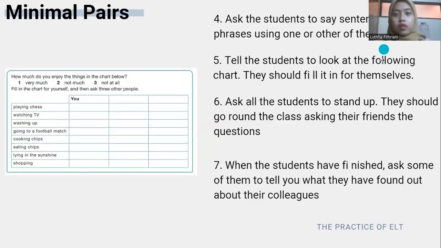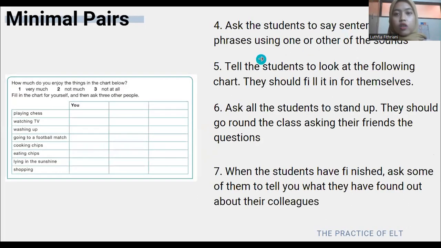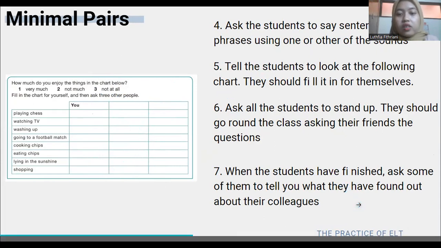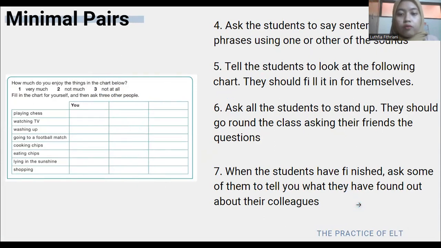And the next step is to ask the students to say sentences or phrases using one or other of the sounds. Tell the students to look at the following chart. They should fill it in for themselves. So this is the chart. Ask the students to stand up. They should go around the class asking their friends the question. When the students have finished, ask some of them to tell you what they have found out about their college.